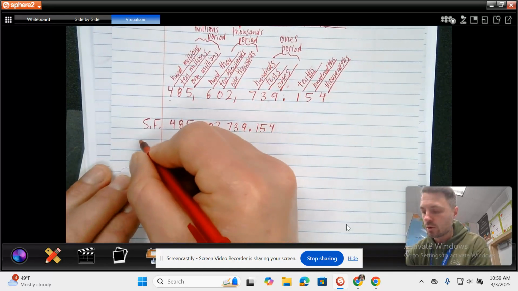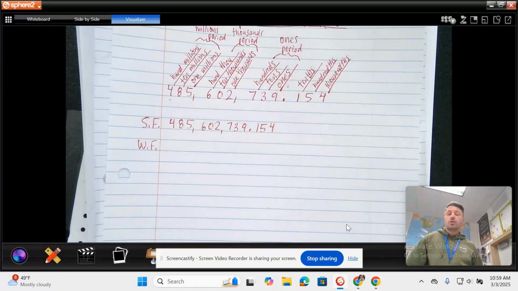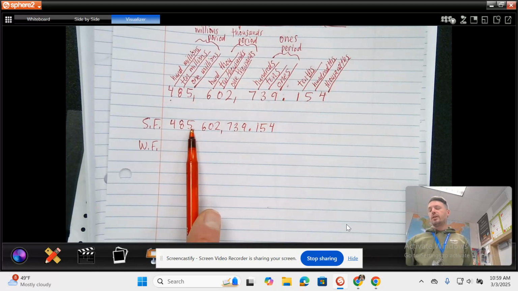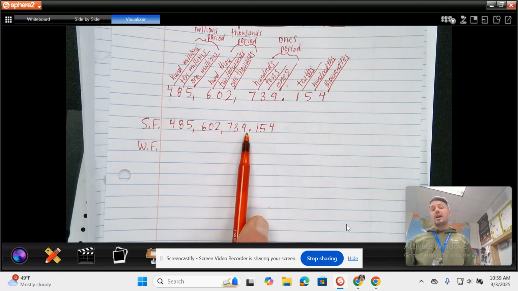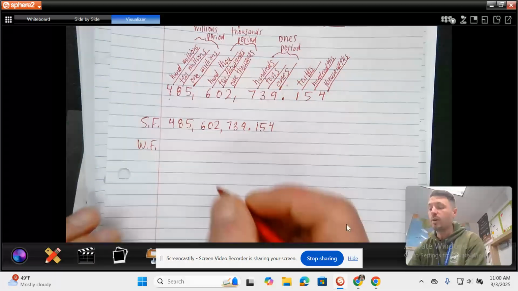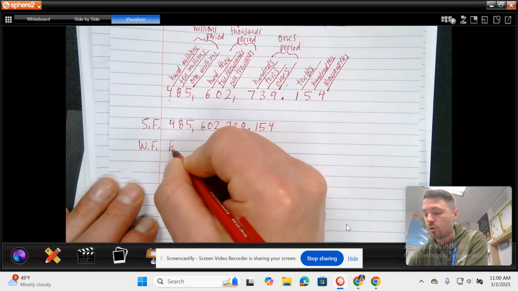But what about word form? Word form is where we write the number with letters and words the exact same way that we would say it out loud. So again, the way we'd say this number out loud is 485,602,739 and 154 thousandths. So that's what we write, but we don't write it with numbers, we write it with letters and words.